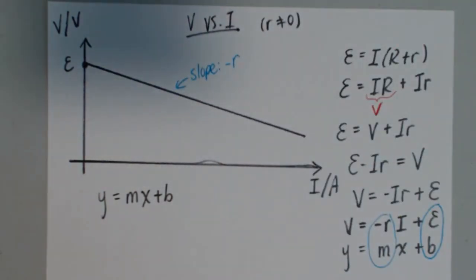Of course, you can't actually have negative resistance, because that would be a circuit element that actually pushes your electrons faster through the circuit. And as far as we know, that does not exist.